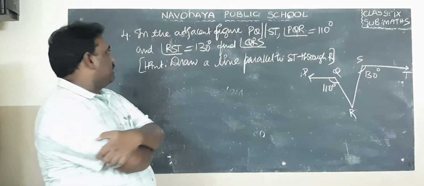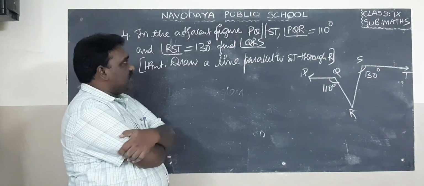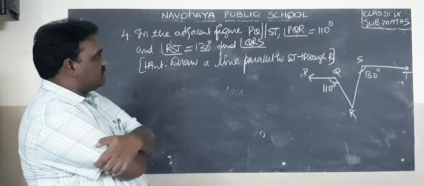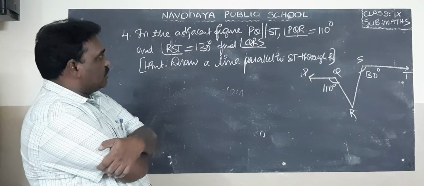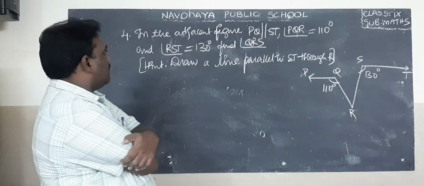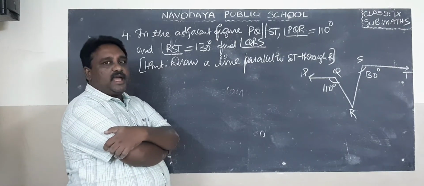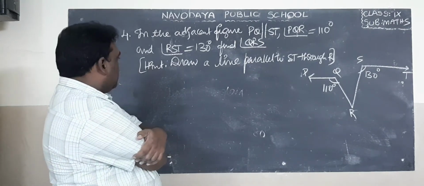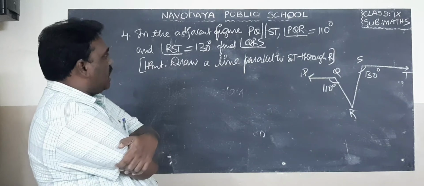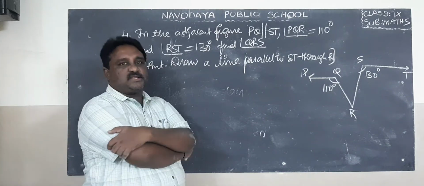Now write down problem number 4. In the adjacent figure, PQ is parallel to ST, angle PQR equals 110, angle RST equals 130. Find angle QRS. The hint given is: through R, draw a line parallel to ST.